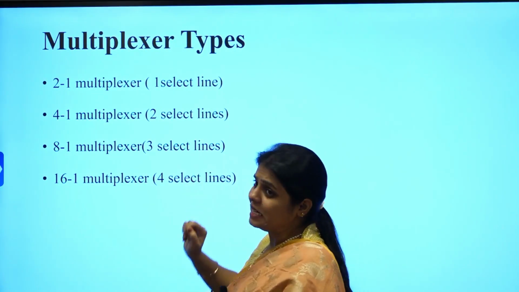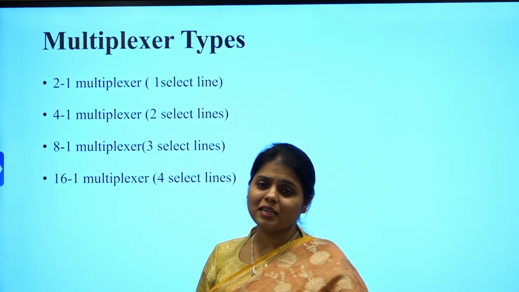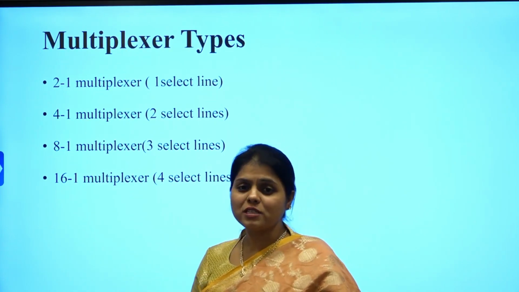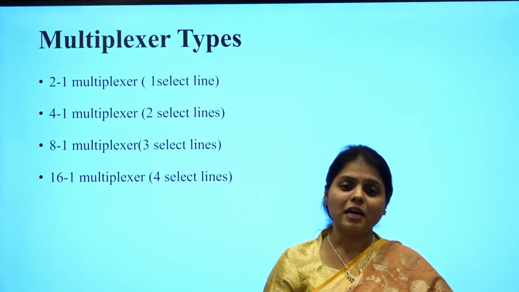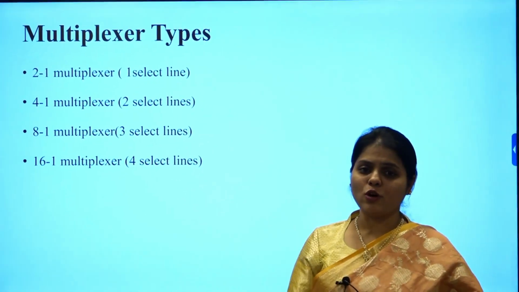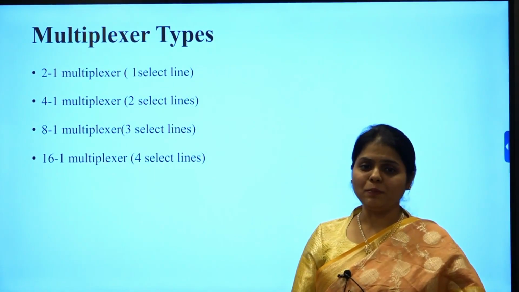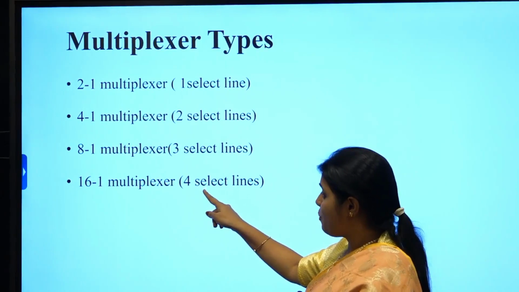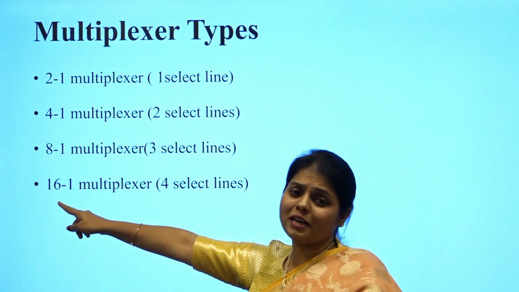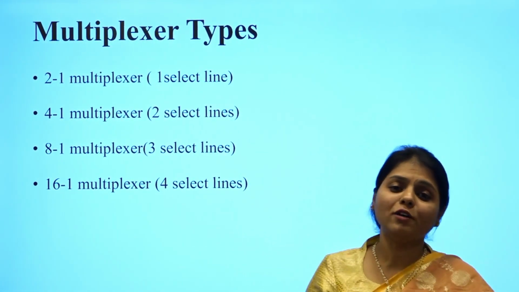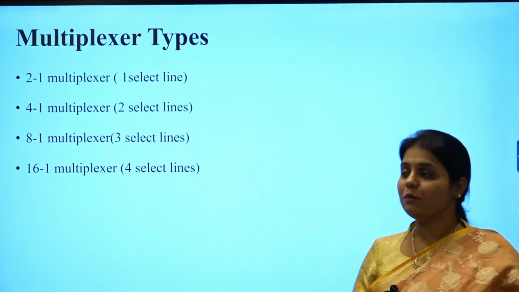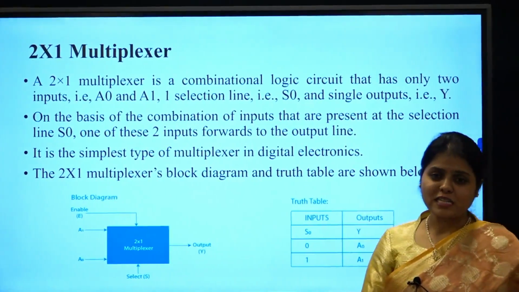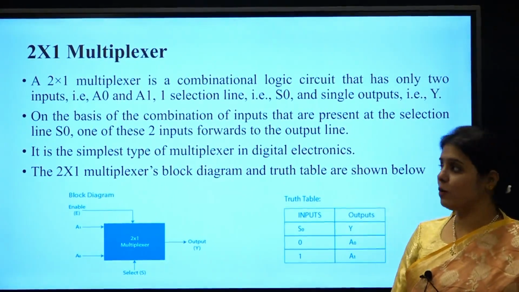When we have 3 select lines, 2 to the power of 3 inputs, that is 8 inputs and 1 output, which is called an 8 by 1 mux. When we take 4 select lines, we have 2 power 4 inputs, that is 16 inputs and 1 output, which we call a 16 by 1 multiplexer. So you can see in this classification, depending upon the selection lines, we are varying our inputs, but the output is only one for all the different types of multiplexers. Now let's get into the first classification of multiplexer, which is the 2 by 1 multiplexer.